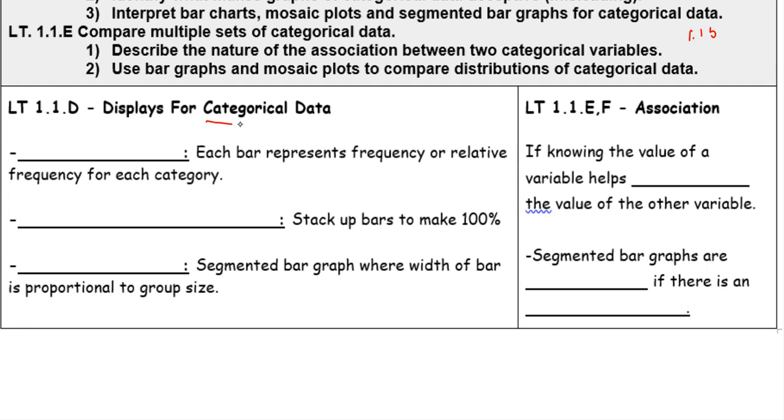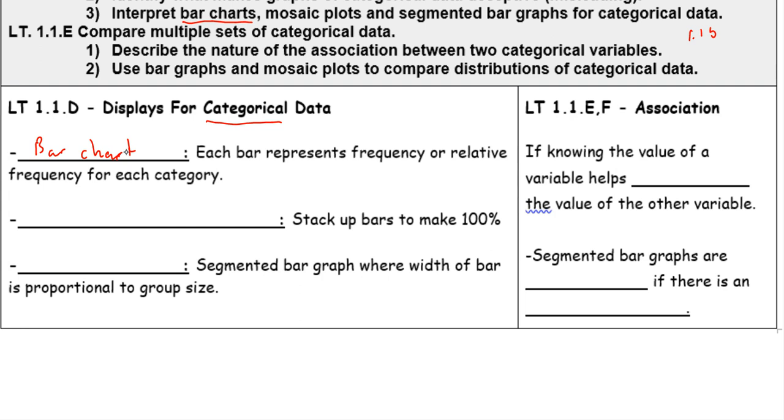Remember, categorical data is not quantitative. It's values that cannot be easily averaged or cannot be averaged at all. So for example, each bar represents a frequency or relative frequency for each category. What this is referring to is a bar chart. You can see that up there. This is known as a bar chart. We use bar charts quite a bit when we're trying to display categorical data.